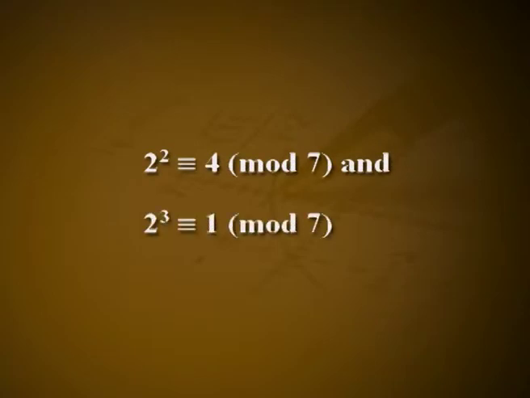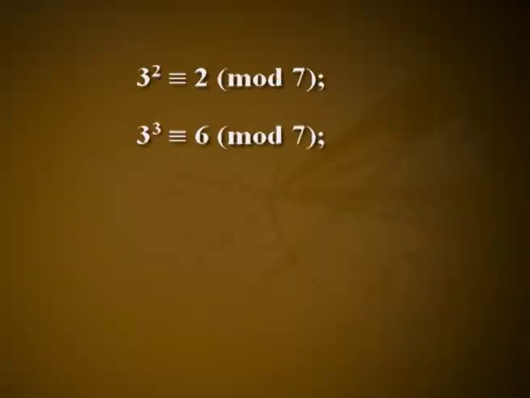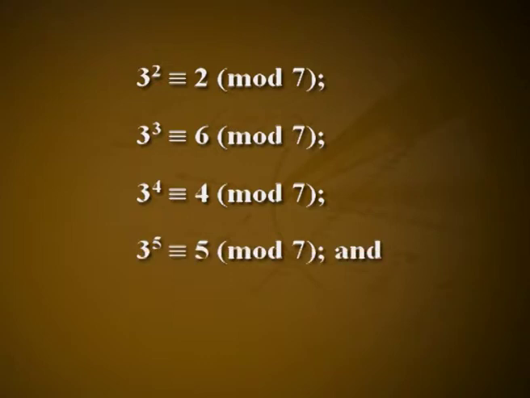Now, 2 square is congruent to 4 mod 7 and 2 cube congruent to 1 mod 7. Therefore, 2 is not a primitive root mod 7. 3 square congruent to 2 mod 7, 3 cube congruent to 6 mod 7, 3 raised to 4 congruent to 4 mod 7, 3 raised to 5 congruent to 5 mod 7 and 3 raised to 6 congruent to 1 mod 7, which implies 3 is a primitive root mod 7.